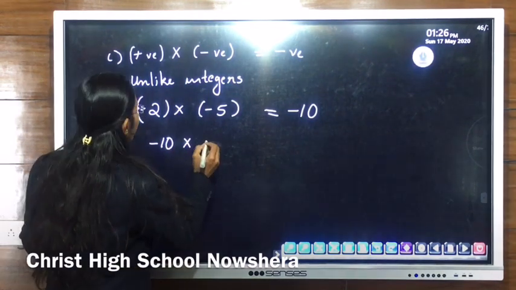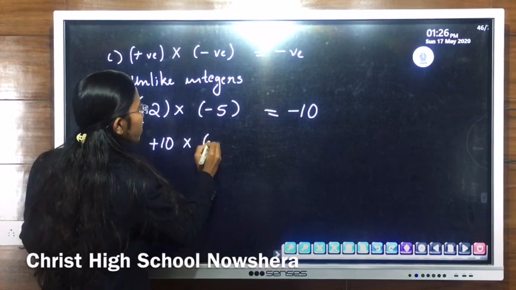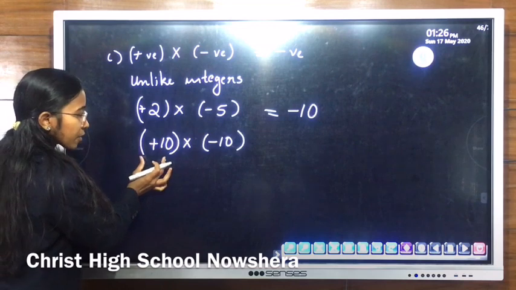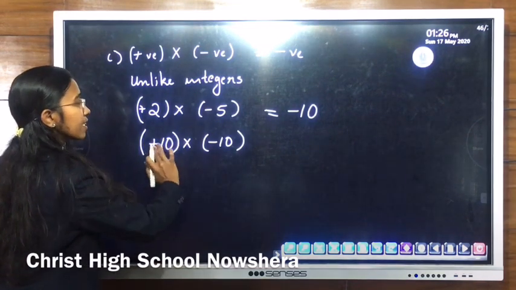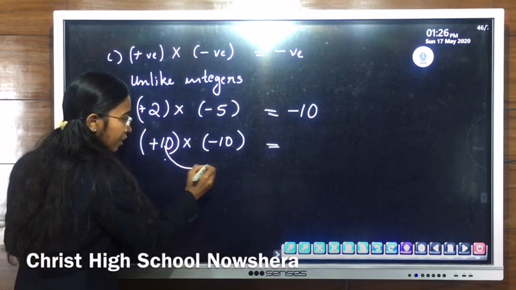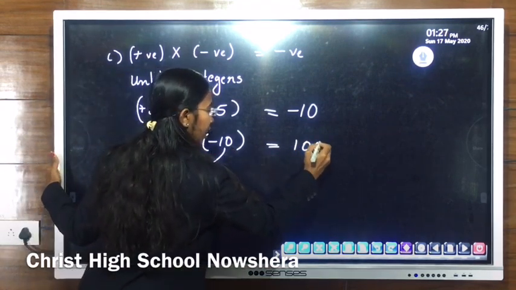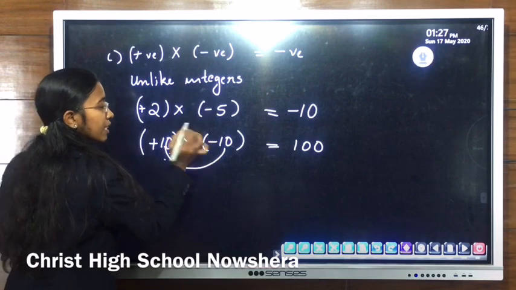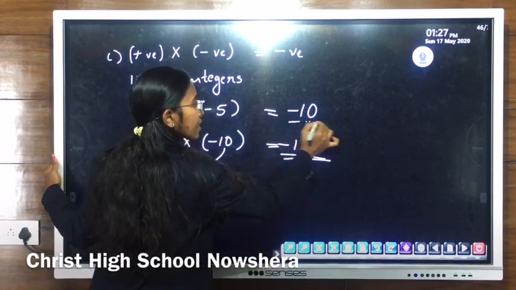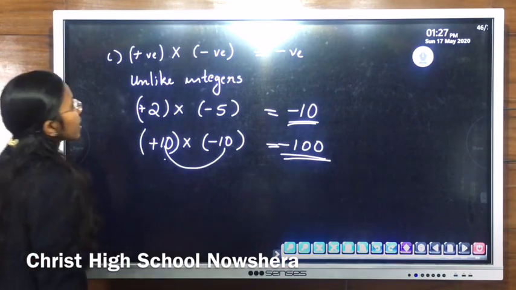Or plus 10 into minus 10. One is positive and one is negative, so these are unlike integers. In this case also multiply the numbers. 10 into 10 is 100. One is positive and one is negative, so our sign is always negative. So the answer is minus 100. In the earlier one, the answer is minus 10.